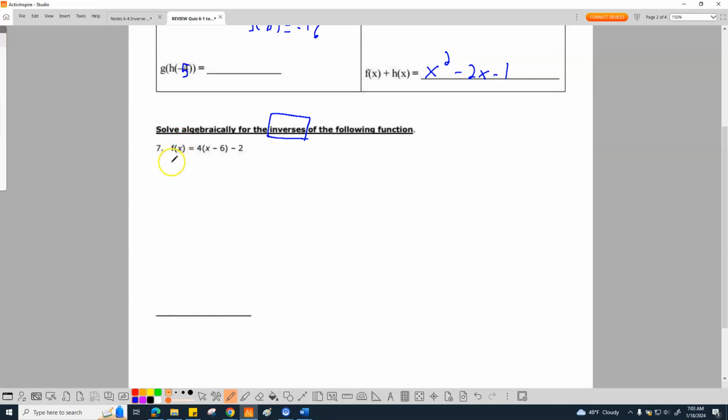So I'm going to start with number 7, f of x. That's the same thing as y. So I'm going to go ahead and rewrite this equation with the x and the y firmly there. So all I did was rewrite it. It's the same thing. Now it is time to switch.